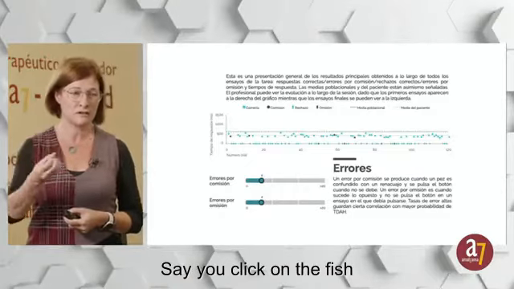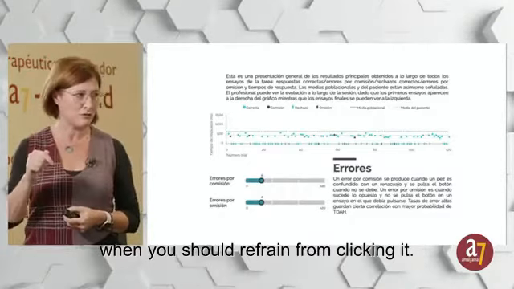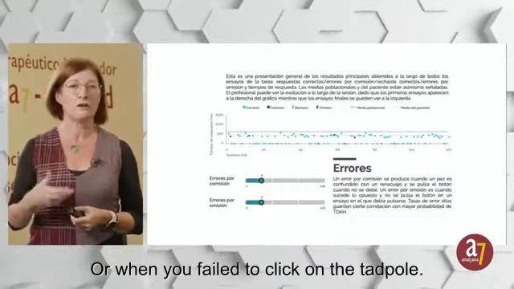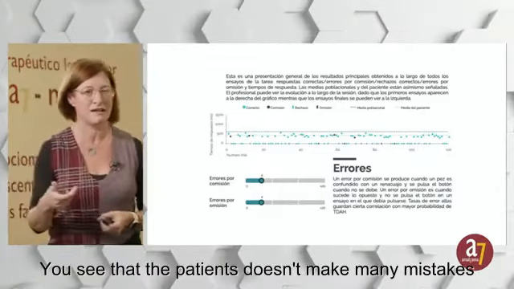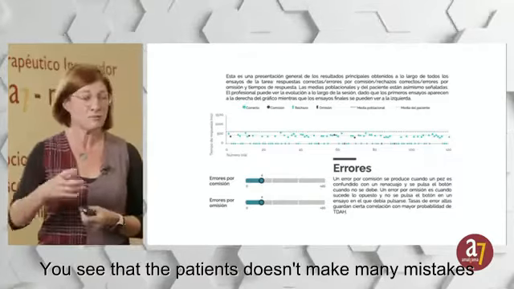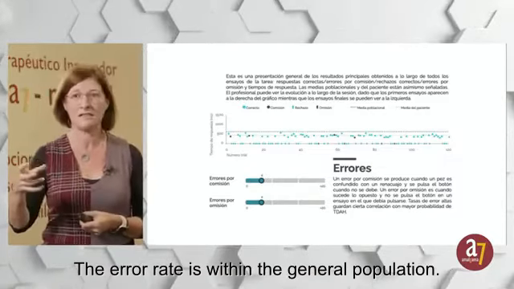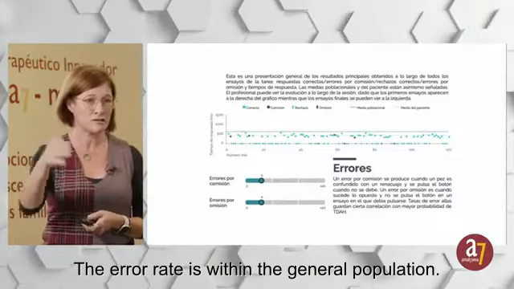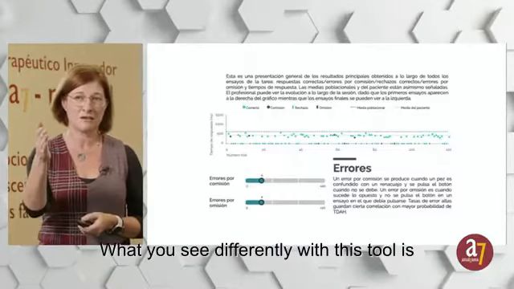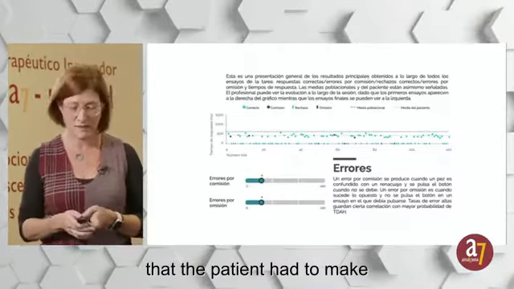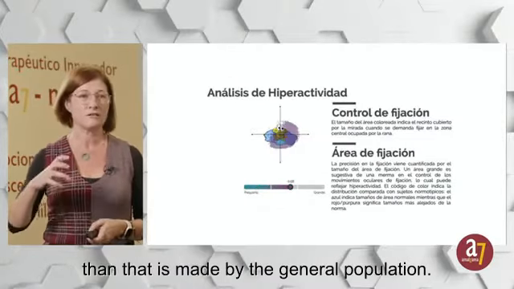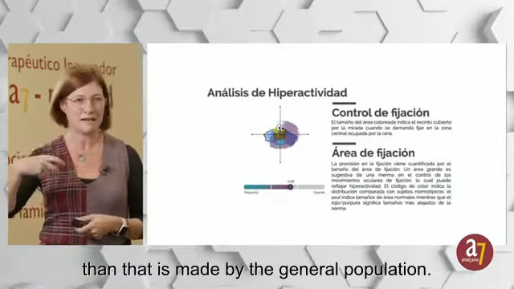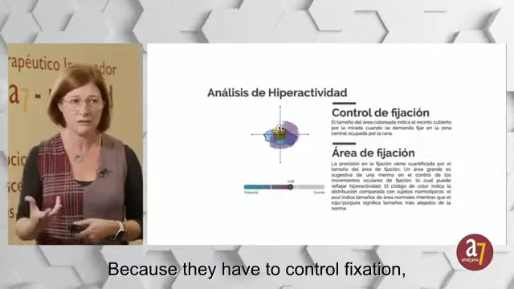Say you click on the fish, when you should refrain from clicking it, or when you failed to click on the tadpole. You see that the patient doesn't make many mistakes. The error rate is within the general population. What you see differently with this tool is that the patient had to make a greater mental effort to reach that result than that made by the general population, because they have to control fixation.